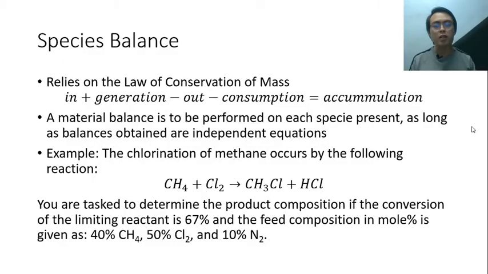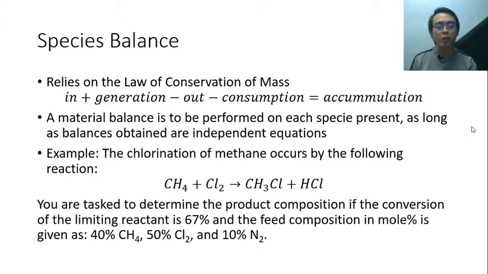The species balance method is heavily reliant on the law of conservation of mass, in the sense that you are performing the conservation of mass but using moles to signify chemical reactions. So the general form of the law of conservation of mass is given here. That's input plus generation minus output minus consumption equals accumulation. Now, since we are dealing with steady state processes, accumulation is 0. Therefore, we can simplify this balance as input plus generation is equal to output plus consumption.